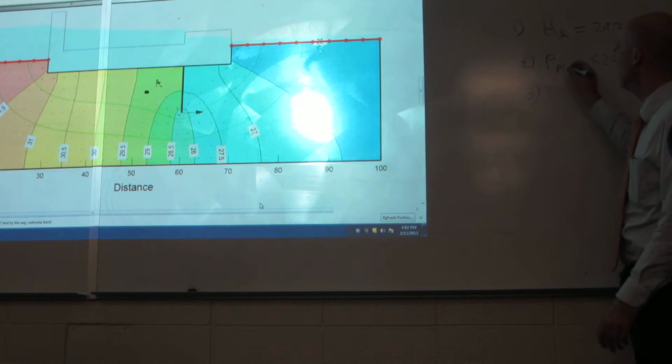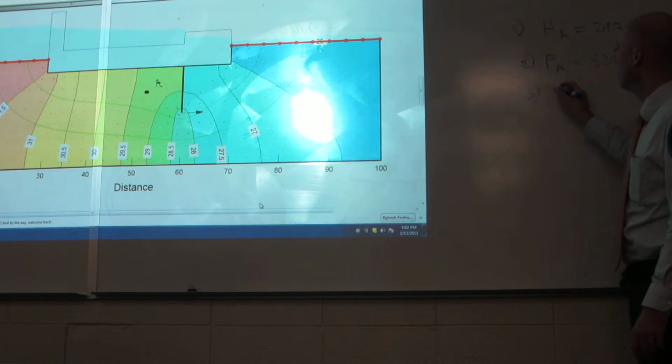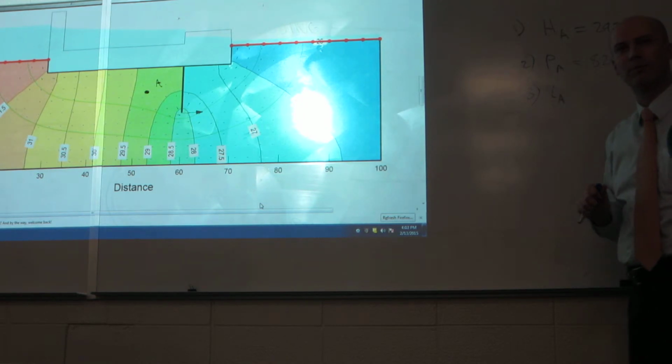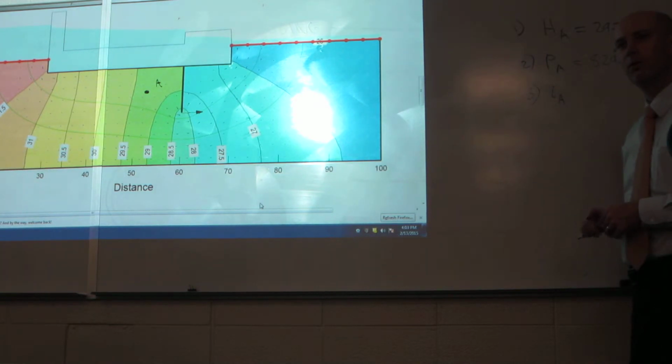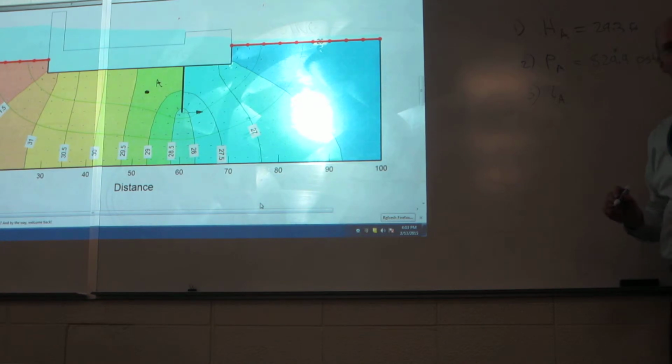Next, why don't we compute the hydraulic gradient at A? We're going to have an estimate of this now. Okay? So, could you explain that concept? The hydraulic gradient. And this goes back to your question. Hydraulic gradient is the amount of energy that you lose over a given distance.